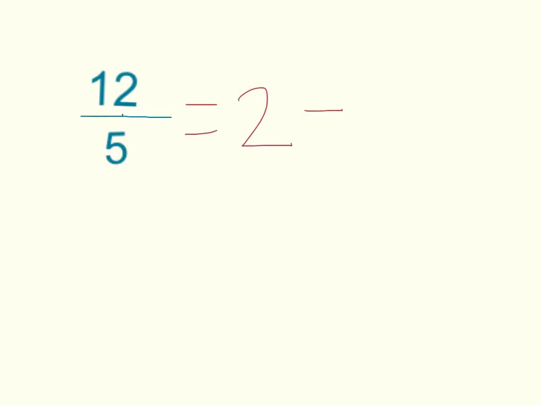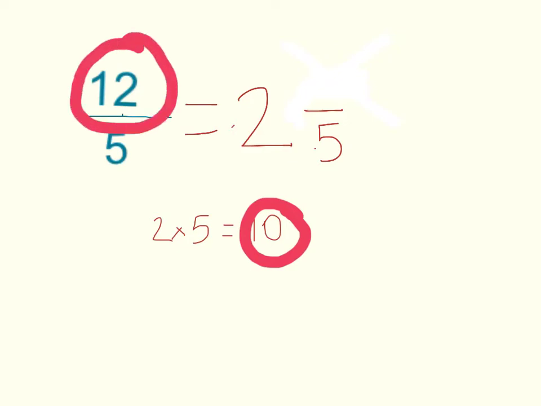So you're going to write 2 and something. We know our fraction is going to have the same denominator, so our denominator is going to be 5. Now the next step is to multiply the whole number 2 by the denominator 5. So we're going to write out 2 times 5 equals 10. Now we are not going to write 10 up here because that would not make sense. Instead, we are going to take this 10 and we are going to subtract it from the 12.